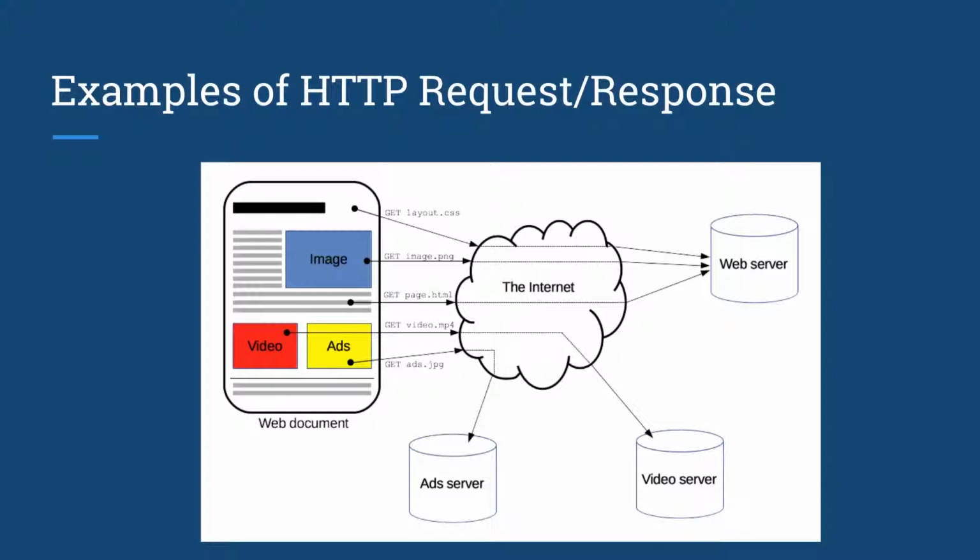Here is a slightly more complex example of the previous one. Every resource fetch such as PNG or CSS or JPG is an HTTP request to the internet and then to our final web server. It is also possible that PNG files or videos are handled by other servers, such as a video server or ad server, but these requests are also done by HTTP. And the ad server or video server returns the HTTP response.